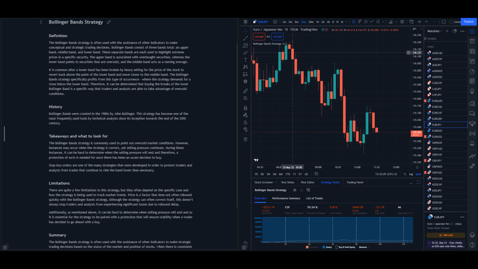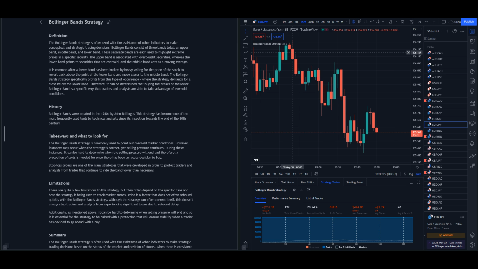Definition. The Bollinger Bands strategy is often used with the assistance of other indicators to make conceptual and strategic trading decisions. Bollinger Bands consist of 3 bands total: an upper band, middle band, and lower band. These separate bands are used to highlight extreme prices in a specific security. The upper band is associated with overbought securities, whereas the lower band points to securities that are oversold, and the middle band acts as a moving average.